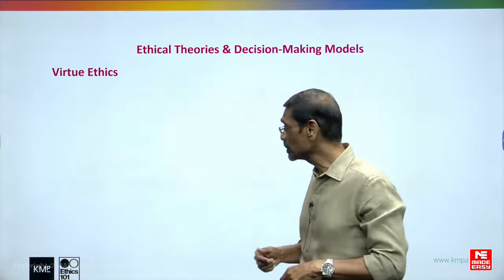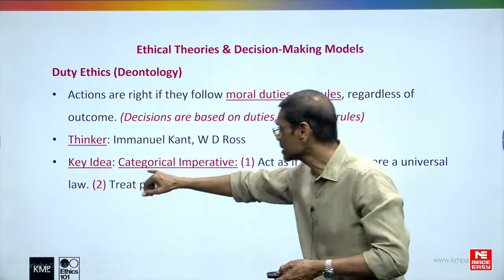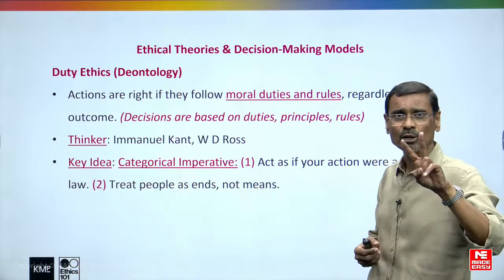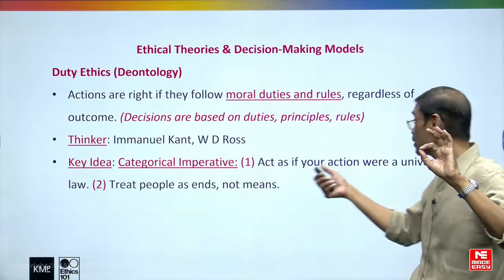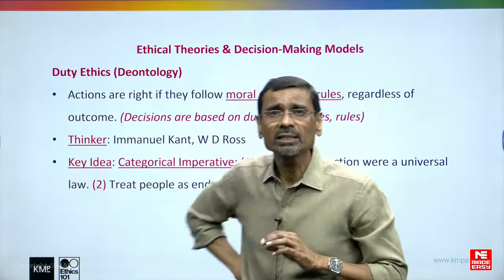And the core concept is only one. Key idea is categorical imperative. There are 2 key categorical imperatives. One, act as if your actions were universal law. Simple. Actually, just imagine the situation. Just imagine, you lied, and just imagine everybody in the world like you lies.